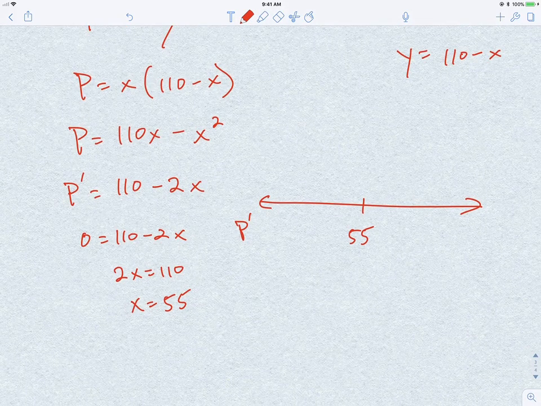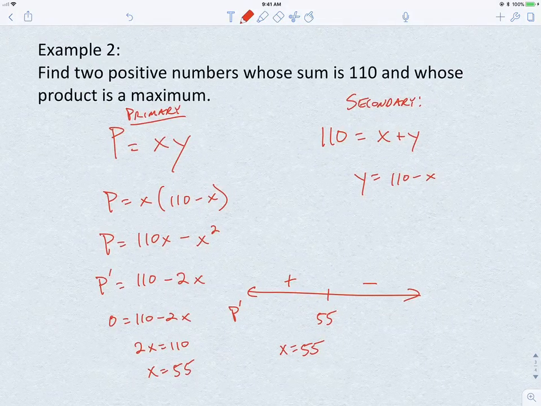I just have to confirm. If I plug 0 into my derivative, I get a positive. If I plug 60 in, I get a negative. So that is confirmed that there's a maximum there at 55. So when one of the numbers is 55, that was x that I was solving for, the product will be a maximum. It said find both the numbers.